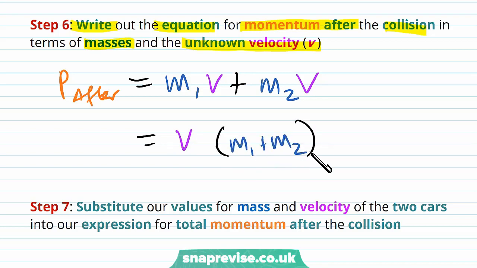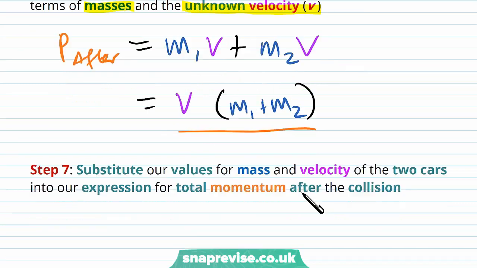And we can actually come straight to this expression because after the collision, we've said that the two cars combine. So they're one big object with a combined mass m1 plus m2. So we could have gone straight to this expression by saying their mass after the collision is m1 plus m2, and then multiply this by their velocity, which is v.